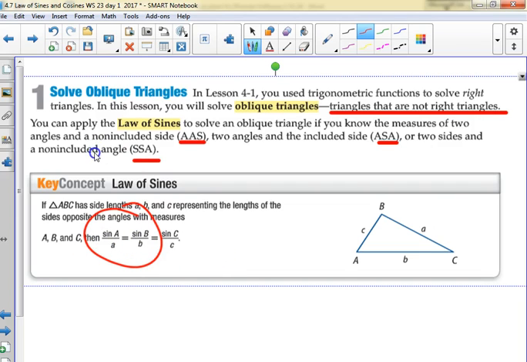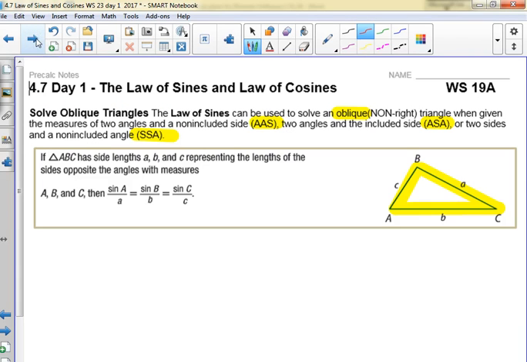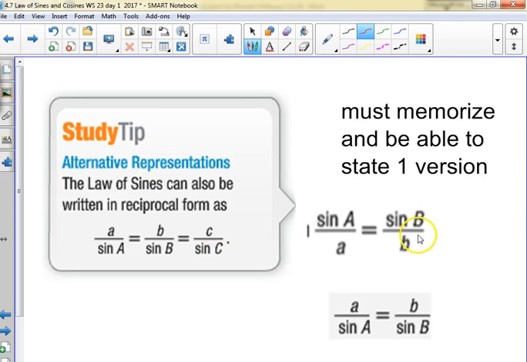All right, and it's also going to work when we have side-side-angle, and that's going to be a special case. I'm going to have some situations when we have that. All right, this is what it looks like at the top of your sheet. Okay, you will, on the quiz, have to have this memorized. It's not on the pink sheet. And you will be asked on the quiz to state law of sines.